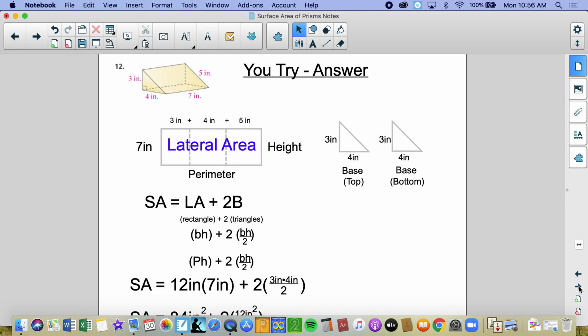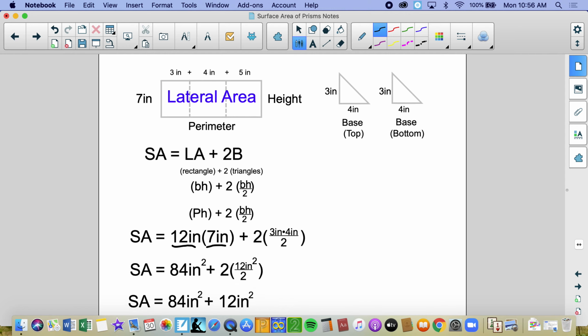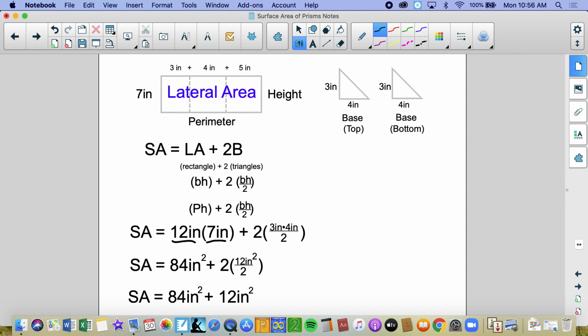All right, so my lateral area is a rectangle. And remember, the perimeter is going to be the distance around that triangle. So we have 4 inches, 3 inches, and 5 inches. So 3 inches plus 4 inches plus 5 inches gives me 12 inches. And then I'm going to multiply that by my height. That's the distance between the two bases. So in this case, my height of my lateral area is going to be 7 inches. 12 inches times 7 inches gives me 84 inches squared.